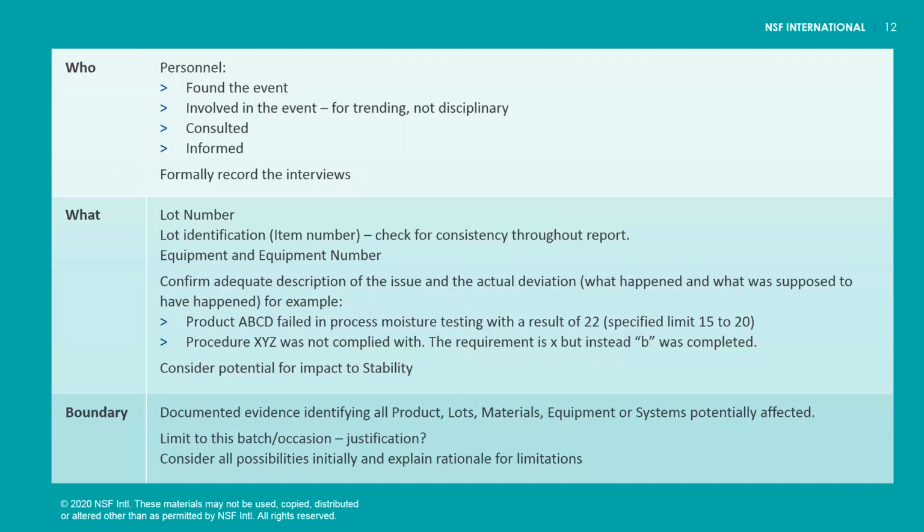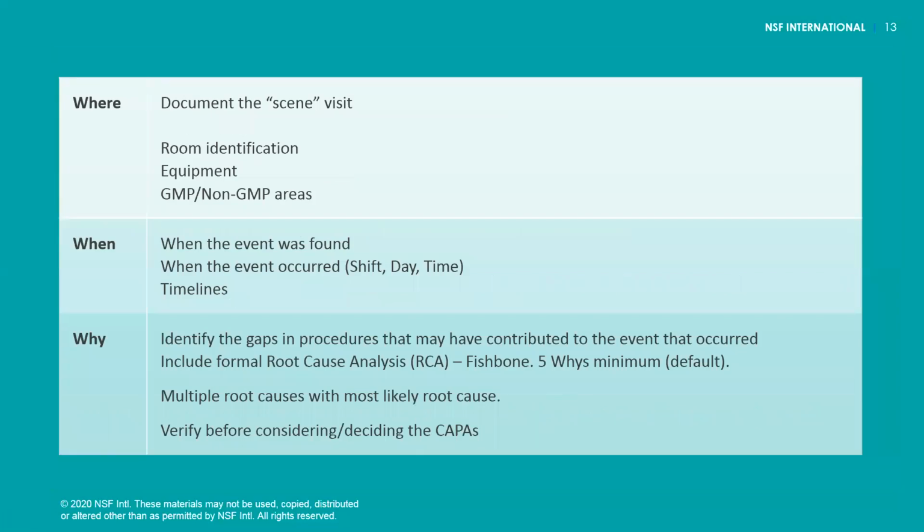You're going to define the boundary, make that very clear within the report, make sure that all the possibilities are considered, and then have a rationale for why you decided your limitations. We've got to be clear on where and when and why, so you document the actual scene, the room, the equipment, those GMP areas that are adjacent, those that are non-GMP areas, when it was found and when you believe it occurred, and then go into the whys.